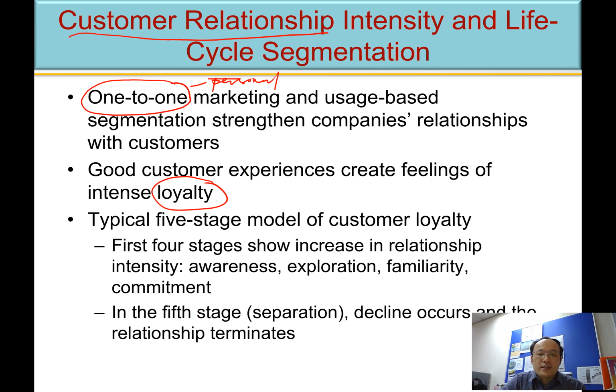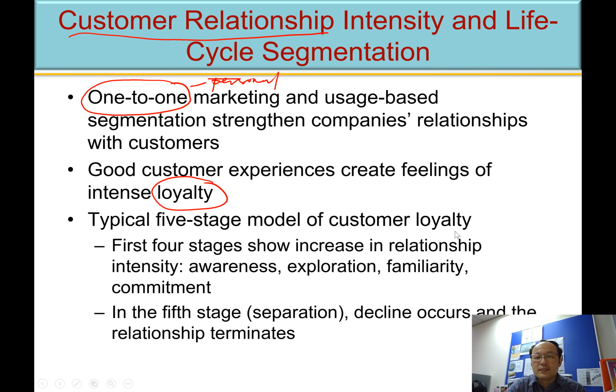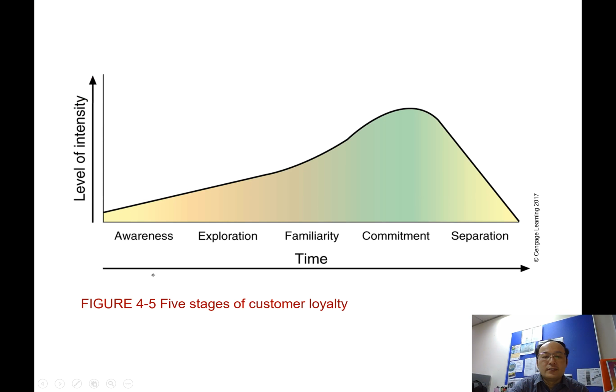So, the typical 5-stage model of customer loyalty. The first 4 stages show an increase in relationship intensity: awareness, exploration, familiarity, and commitment. In the 5th stage, separation, decline occurs and the relationship terminates. So awareness, exploration, familiarity, commitment, and separation.